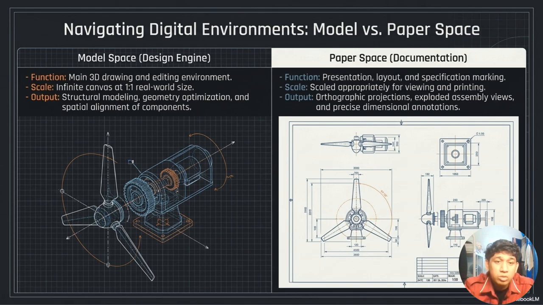Versus paper space documentation. Function: presentation, layout, and specification marking. Scale: scaled appropriately for viewing and printing. Output: orthographic projections, xref loaded assembly views, and precise dimensional annotation.